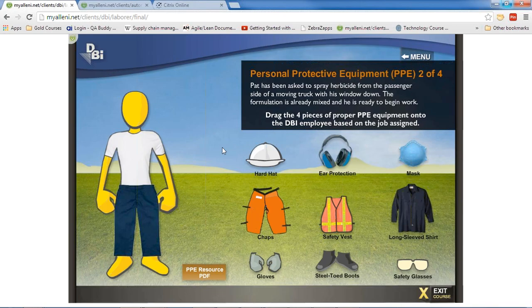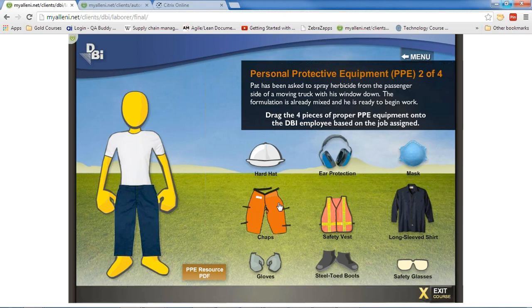Okay, so on your screen now, you should be seeing the game. And again, we have onboarding, and this is one of those best practices. On the left, you're going to see our model, Pat. Your goal is to make sure that Pat is properly protected for any job assigned. In this area, you're going to be reading a description of the assignment that Pat has been given and the number of PPE that's required for this job.